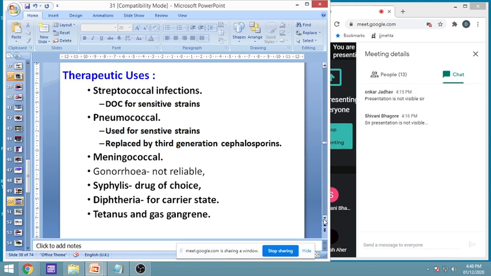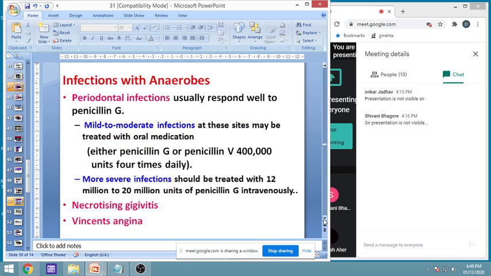Diphtheria, they are useful for carriers. Carriers are persons who are not showing any signs or symptoms, but they are carrying the microorganism and they can transmit it to other places. Tetanus and gas gangrene, these are again very severe, from Clostridia tetani, and once it is there, it can be very dangerous. It can be lethal to the person. So in that it is useful.